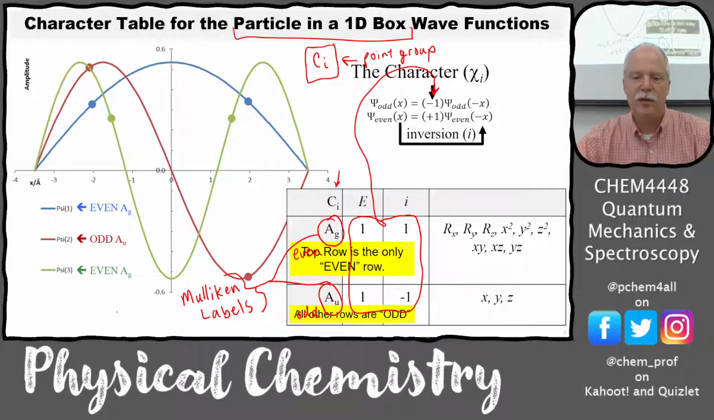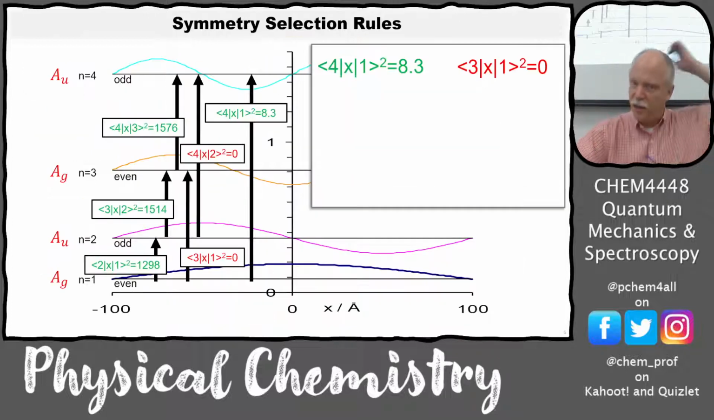So that top row is the only even row. All other rows are odd. And so let's do our selection rules.